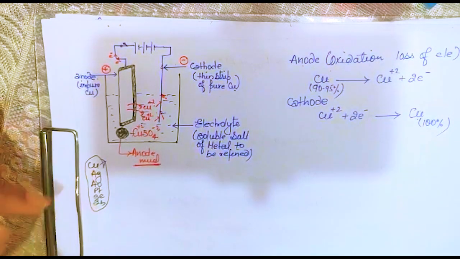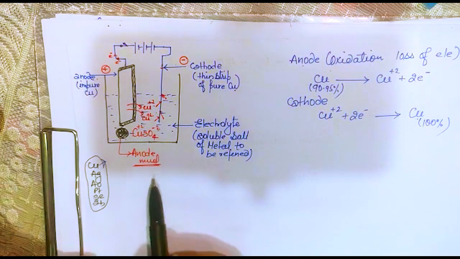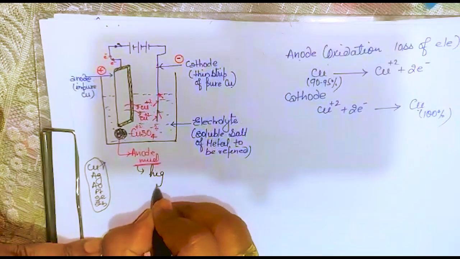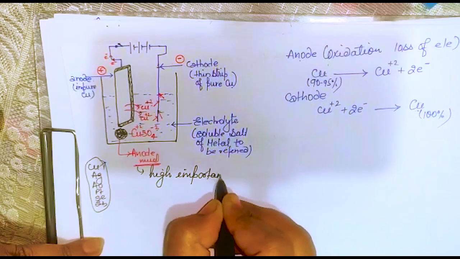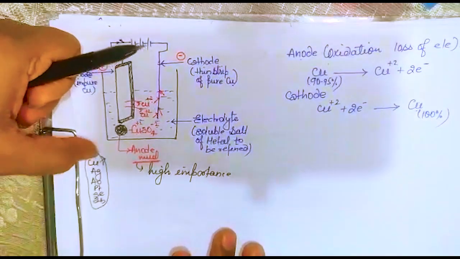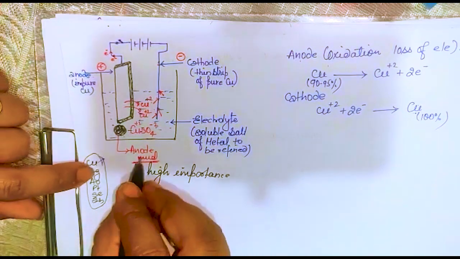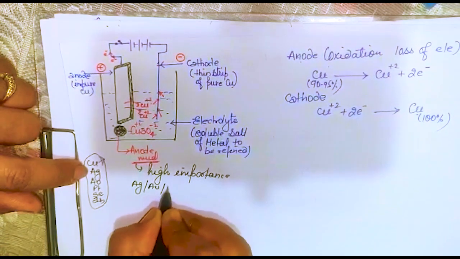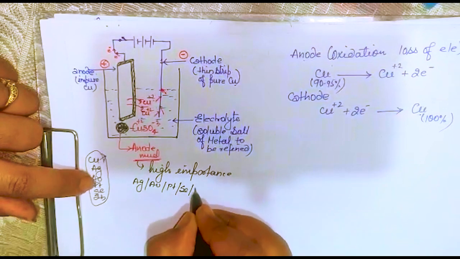and that's why it is called anode mud. Now, surprisingly, although it is mud, it has a high importance. What is that high importance? See, the copper we got is a strip, and this anode mud will have Ag, Au, Pt, and some precious elements like selenium, antimony, like this.